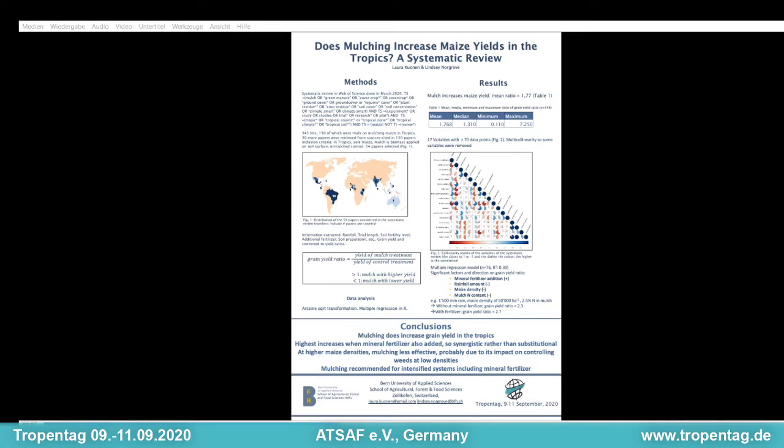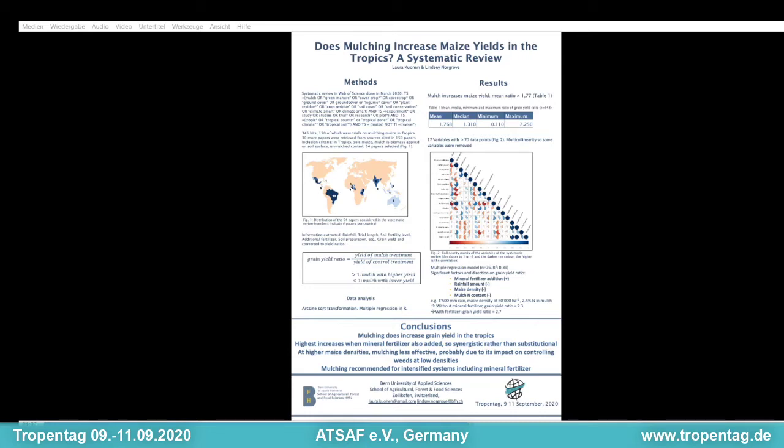What needs to be noted here is that the ratio has a wide range from 0.1 up to 7.3. In some trials, the grain yield of the mulch treatment was 7 times higher compared to the control treatment, and in others, the grain yield of the mulch treatment was lower than the control treatment. The model showed that the mineral fertilizer addition, the rainfall amount, the maize density, and the nitrogen content of the mulch significantly influenced the grain ratio.